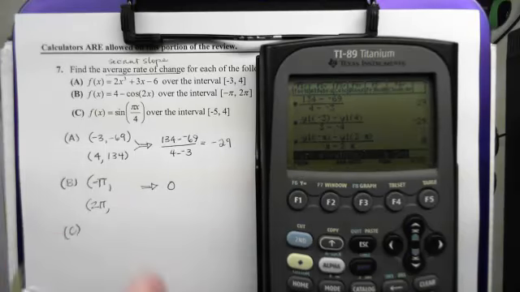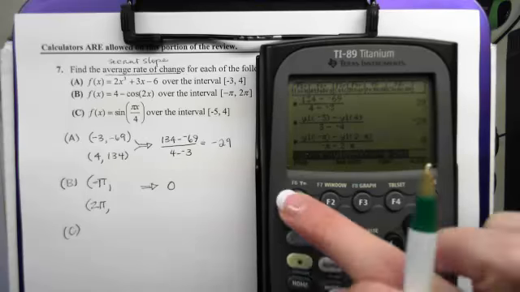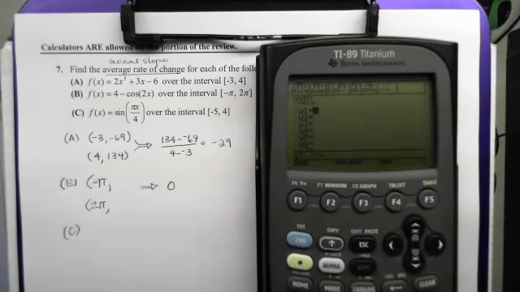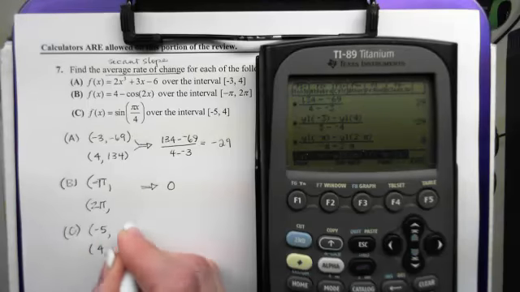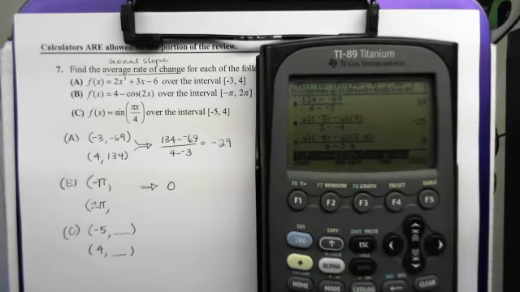Let's go to C. If I go to C, I again have this function that I can put in my Y editor, clear out what's in there, type in the sine of pi x divided by 4, close the parenthesis, hit enter. Now I go home. My 2 x coordinates are -5 and +4. So I'm going to plug those in to get the y coordinates and then create a slope.